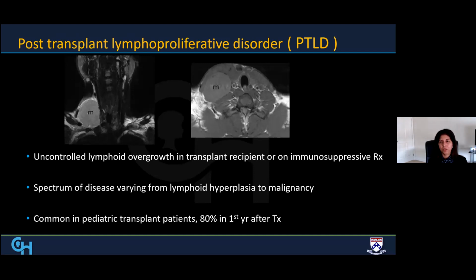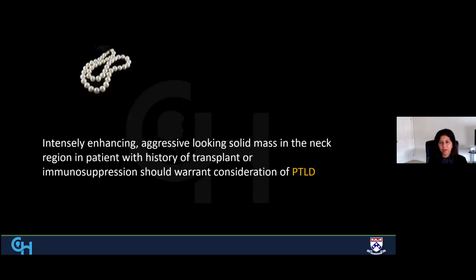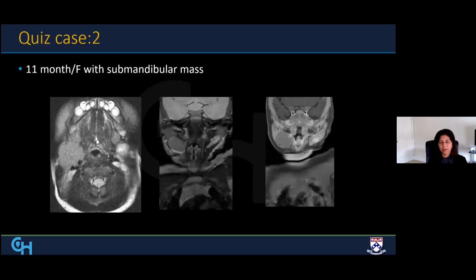And this is due to uncontrolled lymphoid overgrowth, typically in transplant recipients or people on immunosuppressive therapy. And the spectrum of disease can be just hyperplasia, or it can actually be frank malignancy. So think about it in post-transplant patients, usually the first year after the transplantation. Okay, that was PTLD. And this is the second case.